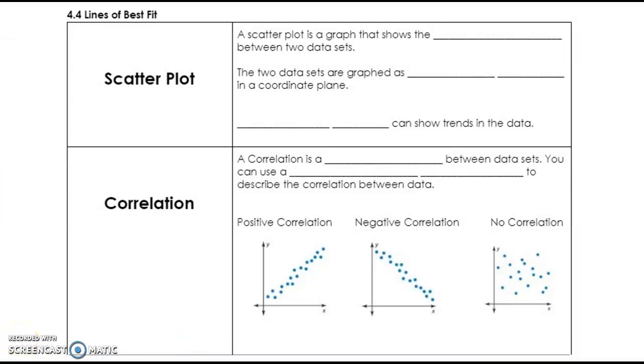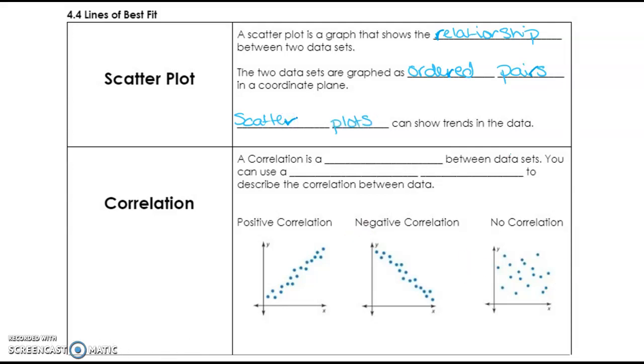All right, so today we are going to do chapter 4.4. We're going to talk about lines of best fit. A scatter plot is a graph that shows the relationship between two data sets. The two data sets are graphed as ordered pairs in a coordinate plane. And then scatter plots can show trends in the data.